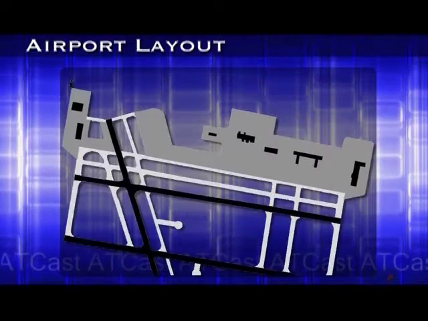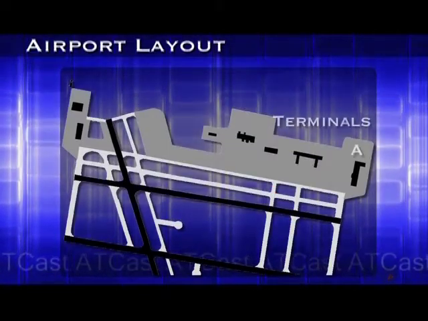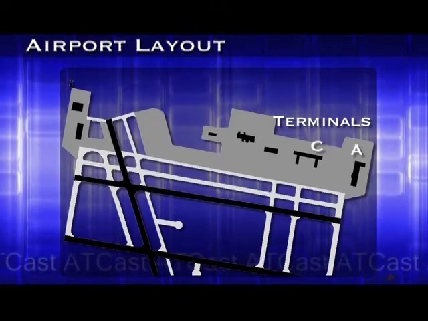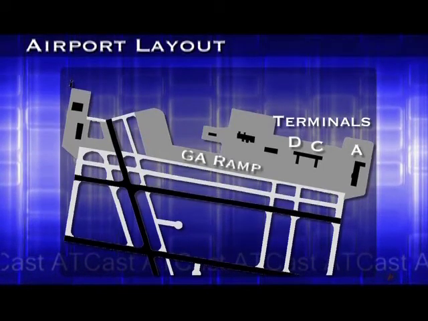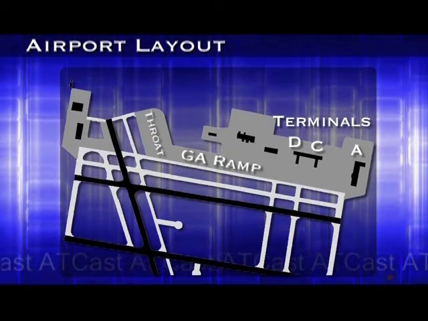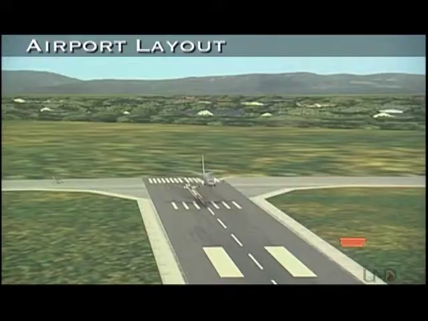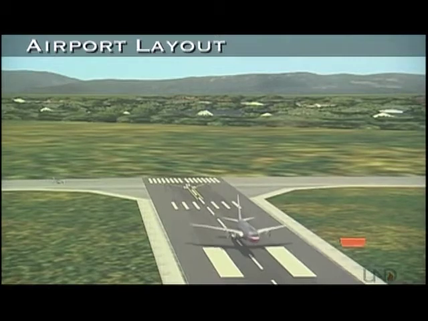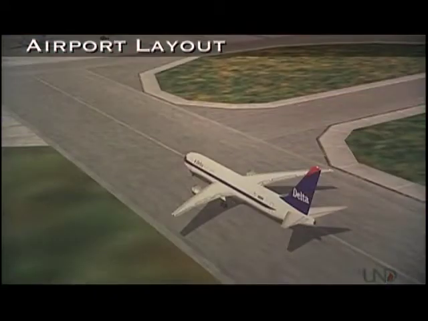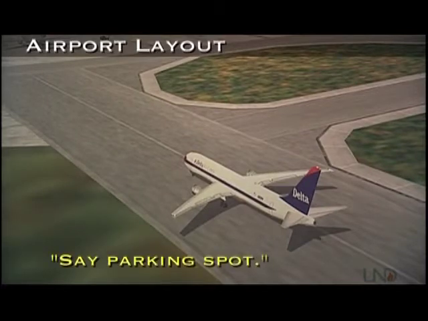Aircraft have 6 basic locations from which they will taxi: Terminal A, Terminal C, Terminal D, the General Aviation Ramp, this area which is called the Throat, and Falcon Air or Spartan Aviation. Arriving aircraft can be heading to any one of these areas to park, so how will you know where they're going? The pilot should tell you during his or her initial call. If they don't, ask by saying, "Say parking spot."